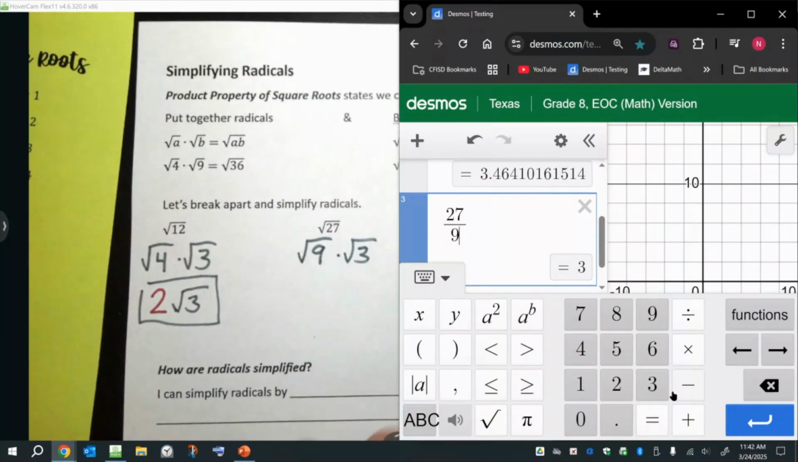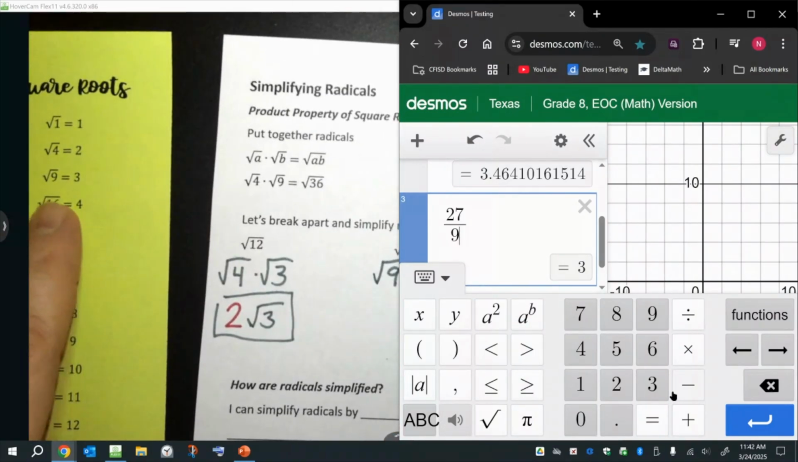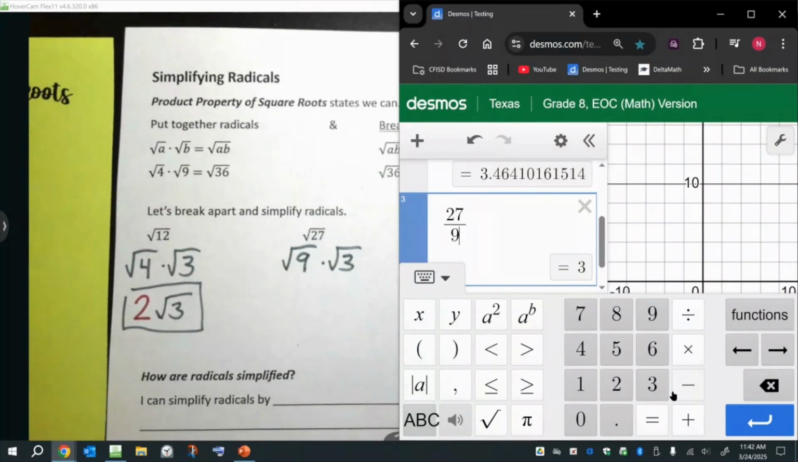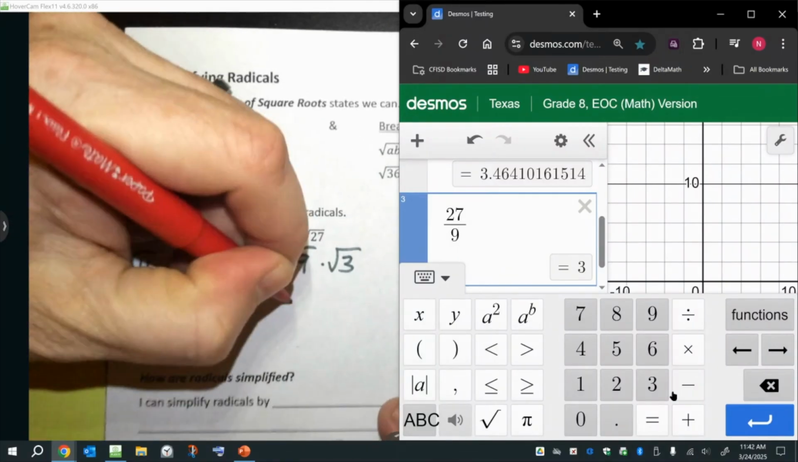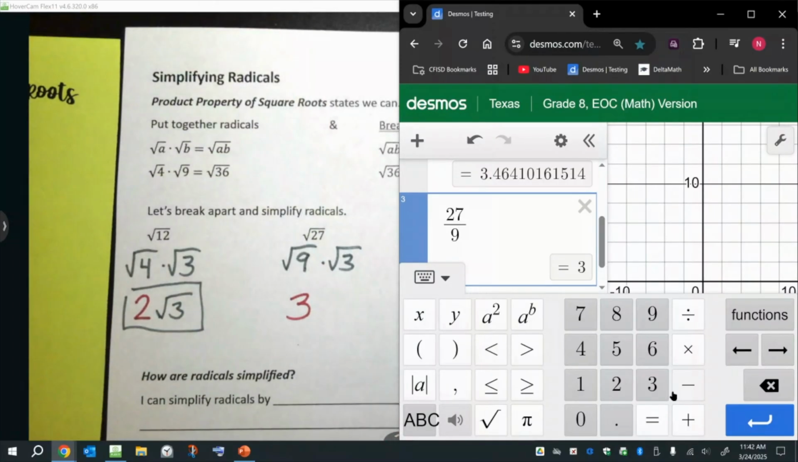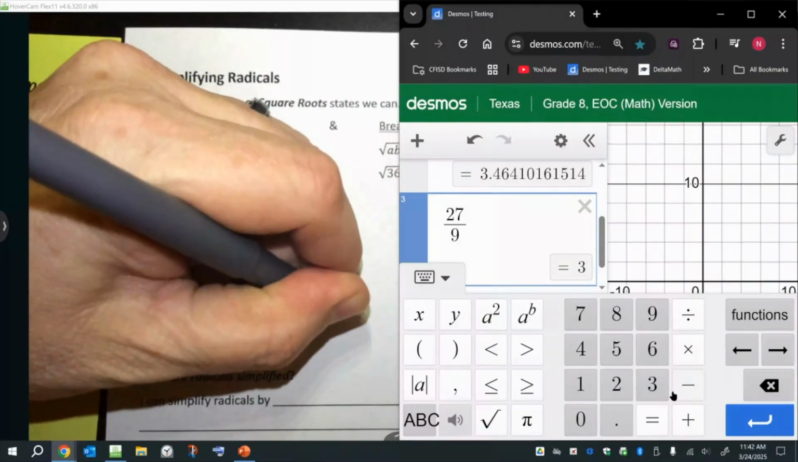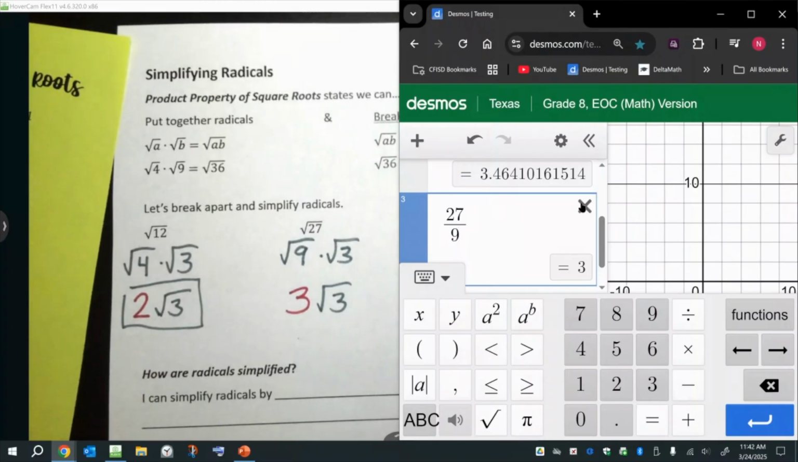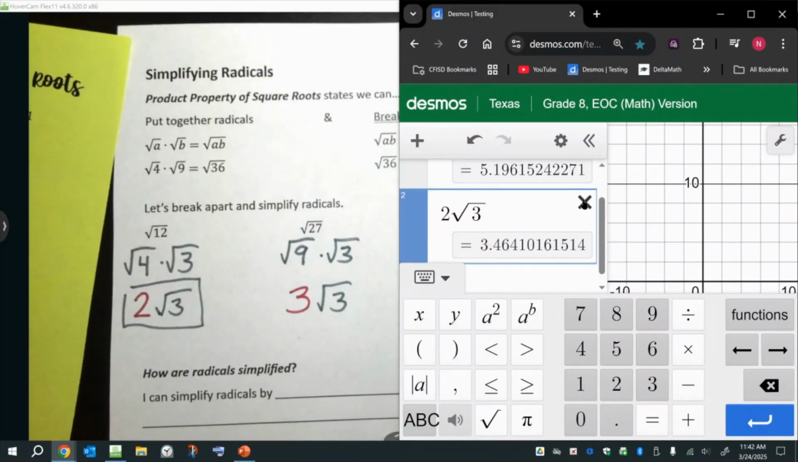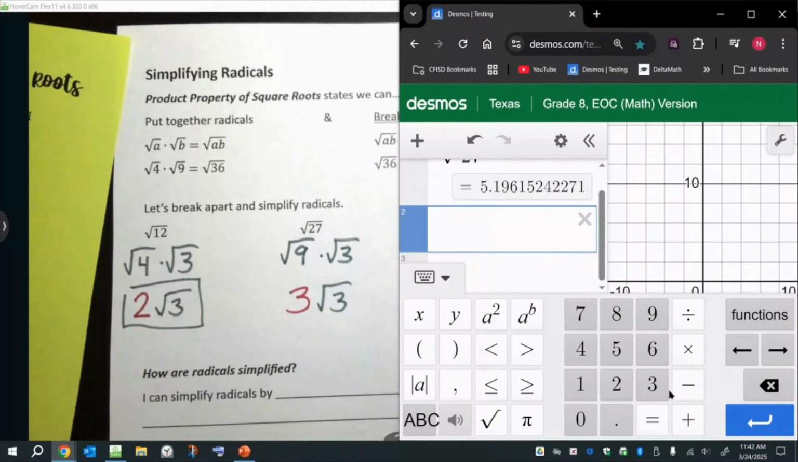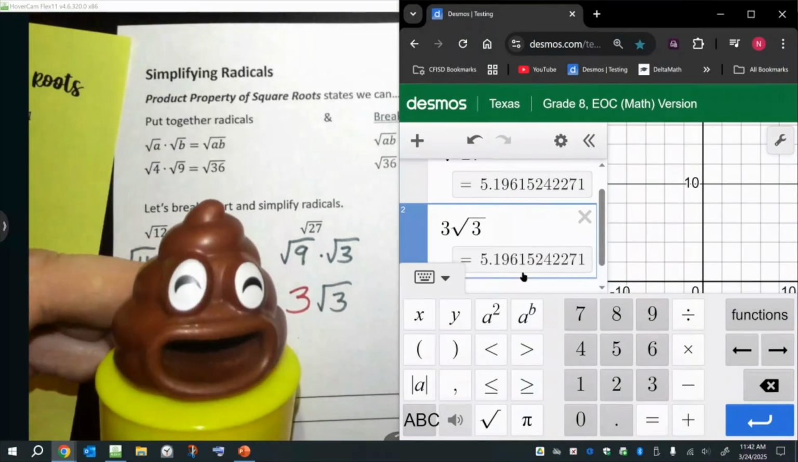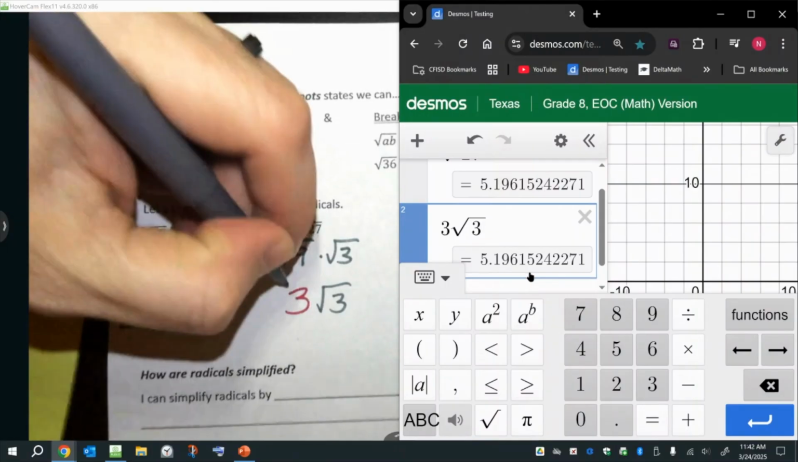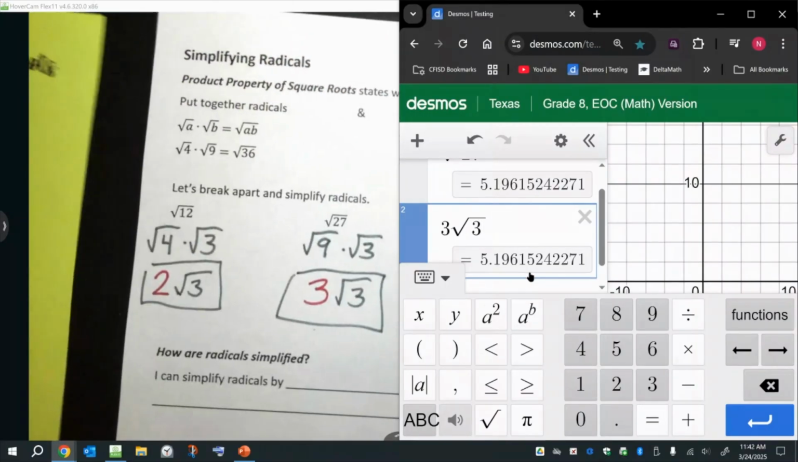Okay? And then, if we look over here, we notice that the square root of 9 is equal to 3. So we're factoring out the square roots. And we already know the square root of 3, I can't do anything more to that. So it's just going to stay as a remainder of 3 root 3. So now the question is, is square root 27 the same as 3 root 3? Hey, they're both the same poopy decimal. Cool. That means that this is simplified correctly.